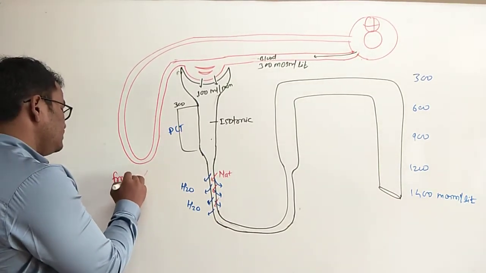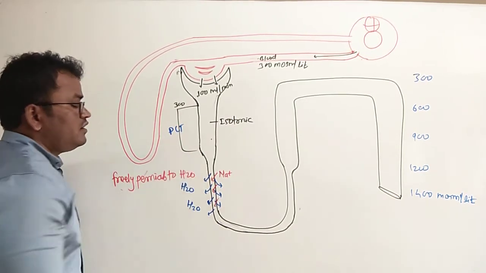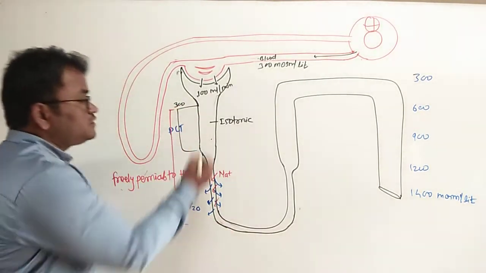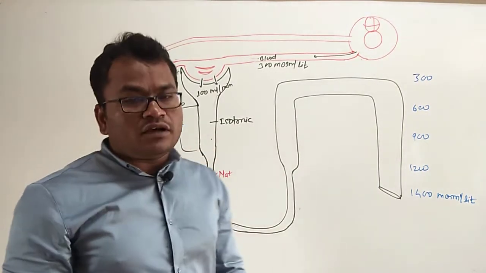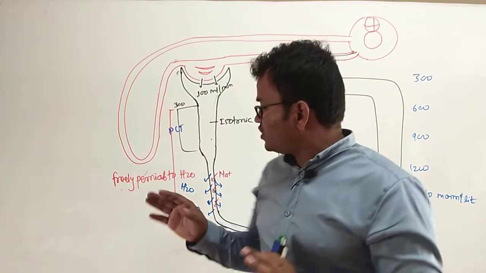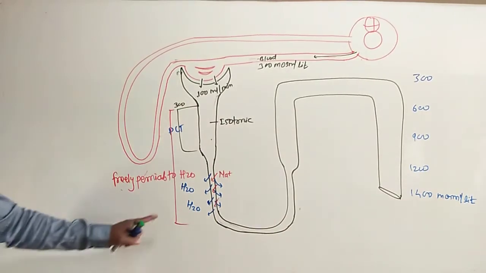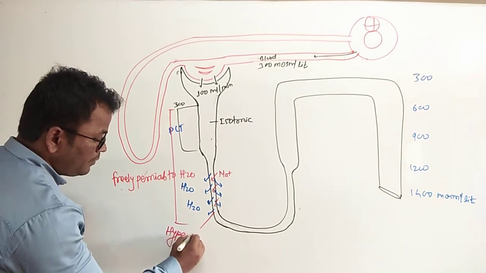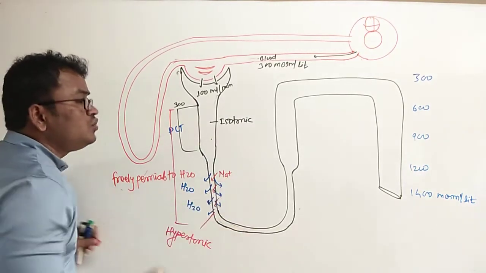This is freely permeable to water. Hence, this part, from PCT to the descending limb, is freely permeable to water under any physiological condition. Hence, here the filtrate becomes hypertonic. Why? Because water is removed from this filtrate and solutes are added.